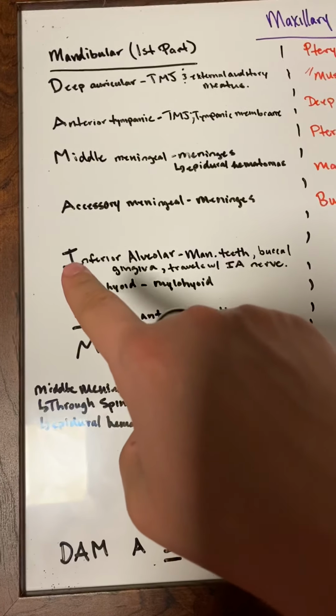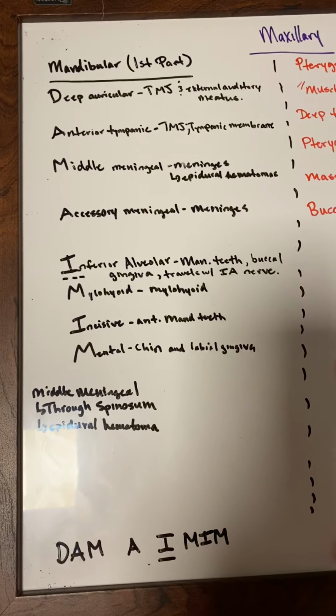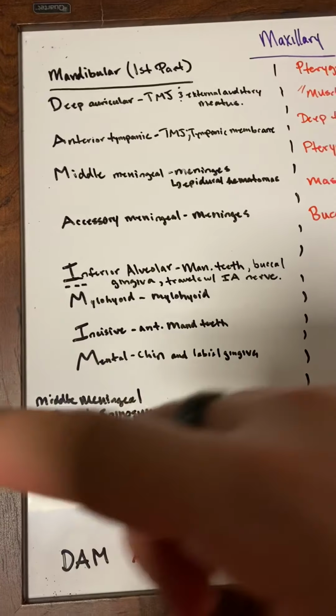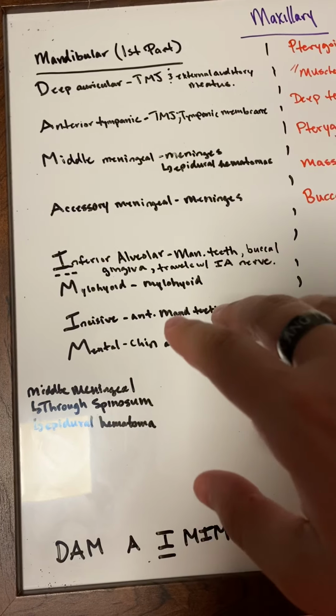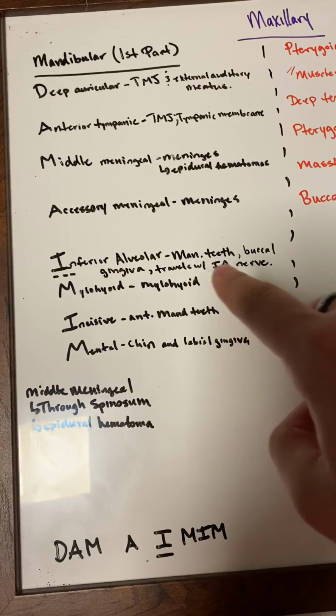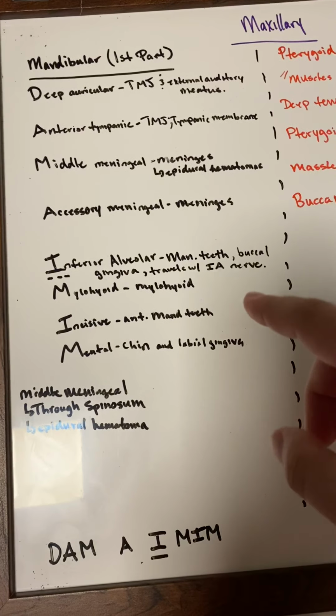Okay, so now I have this inferior alveolar. This is for the mandibular teeth. This runs through that incisive canal. So we have the nerve obviously with it as well. But mandibular teeth, the buccal gingiva associated with it, and it travels with that IA nerve.